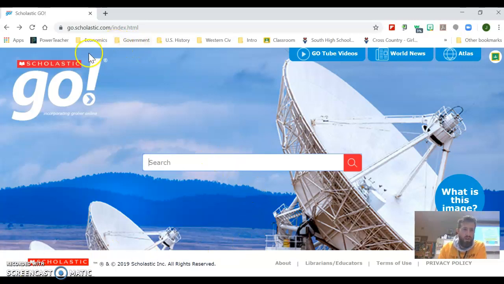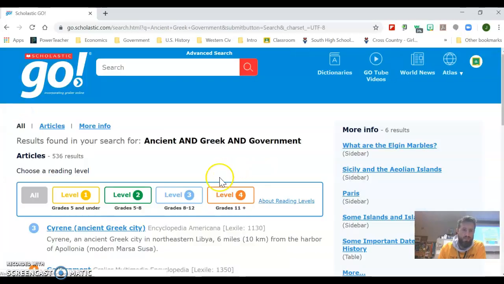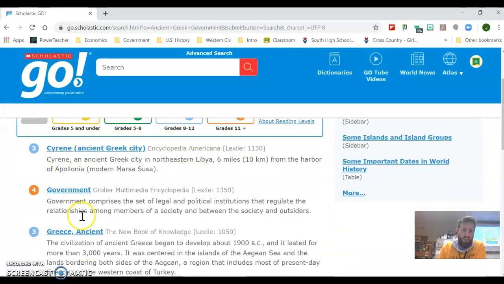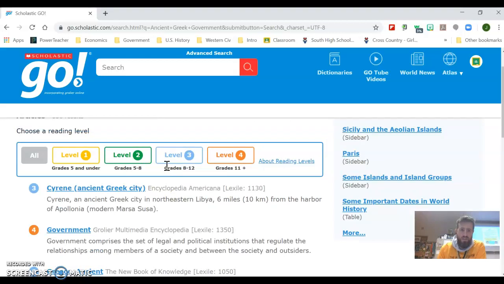So anyways, when you come here and you log in, this will be your main page. Here's your search bar, just kind of like you're on Google. You can see I've already typed in, our first category was ancient Greek government. So easy enough, I'm just going to search that phrase. And what comes back is a lot of results, any articles that have anything to do with some of those keywords.